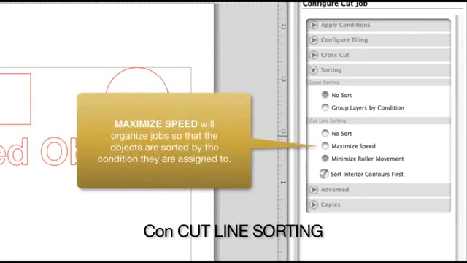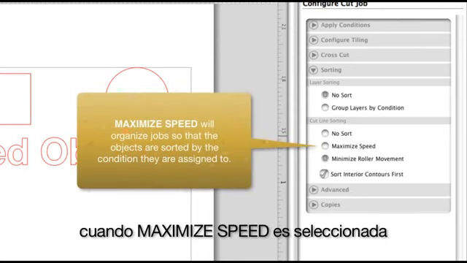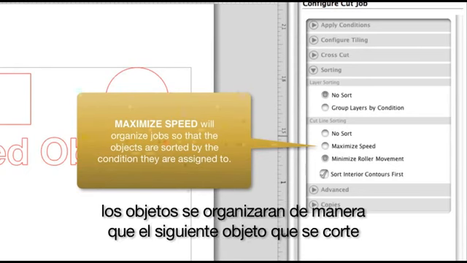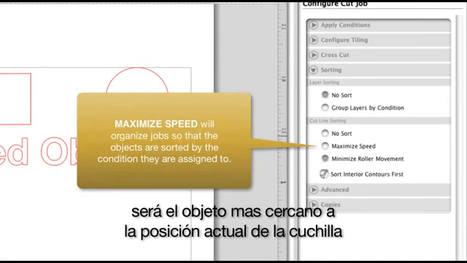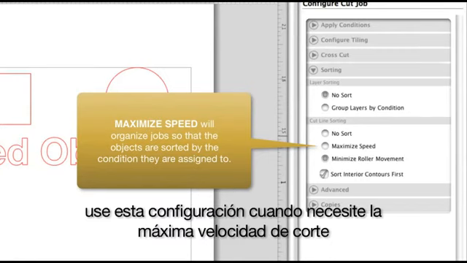Under cut line sorting, when maximize speed is selected, the objects are sorted so that the next object to be cut will be the object closest to the current blade position. Use this setting when you need to maximize the cutting speed.